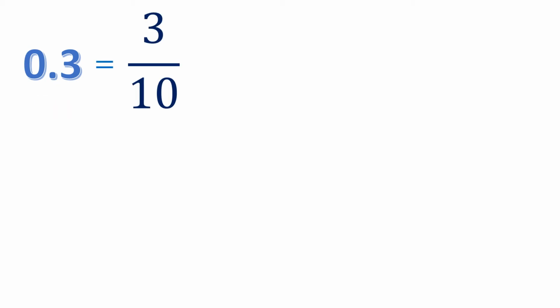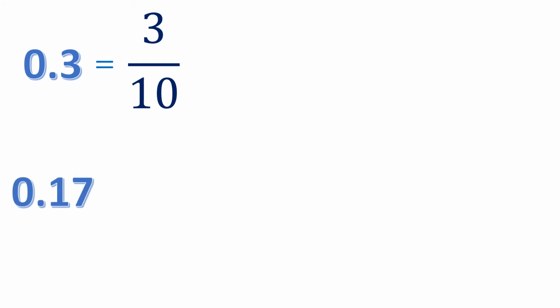So for example, we have 0.3 and we want to convert this into fraction. Observe that 3 is in the tenths place. So we read it as 3 tenths. So in fraction, it will be 3 over 10 or 3 tenths. And that's it.